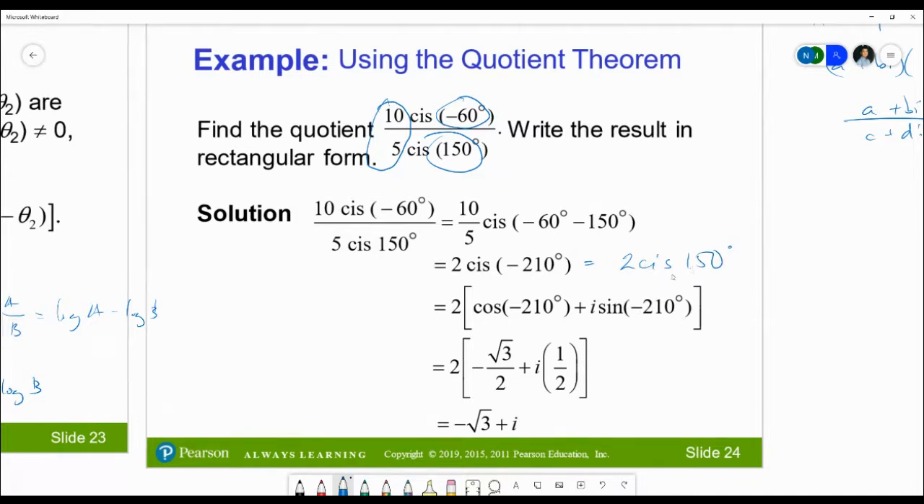And so if you put that back into rectangular form, all you have to do is evaluate cosine of negative 210 or cosine of 150, and that is the same thing as cosine of 30 degrees in the second quadrant, so therefore it is negative square root of 3 over 2, or sine of 30 degrees, which is positive in the second quadrant, you get 1/2. Distribute your r, and we get this.